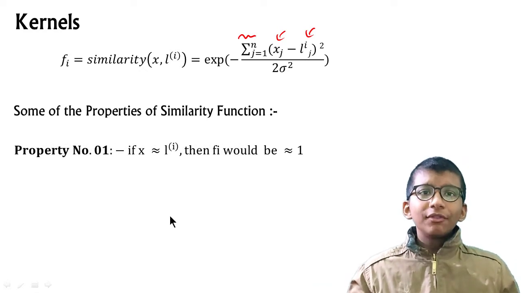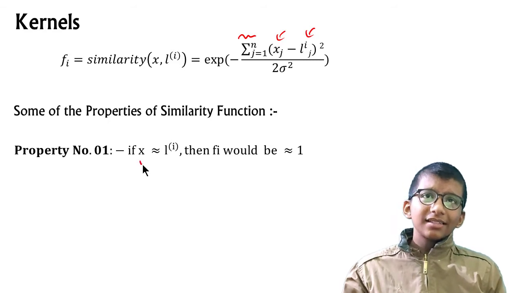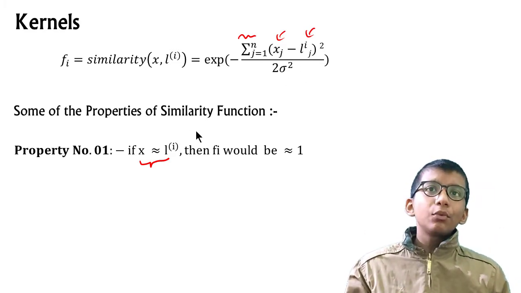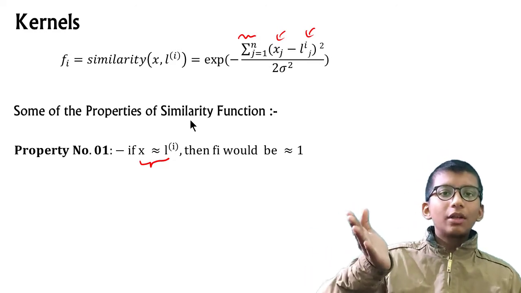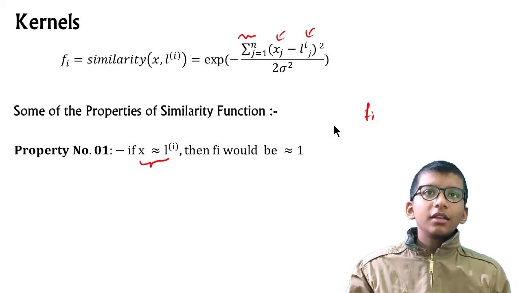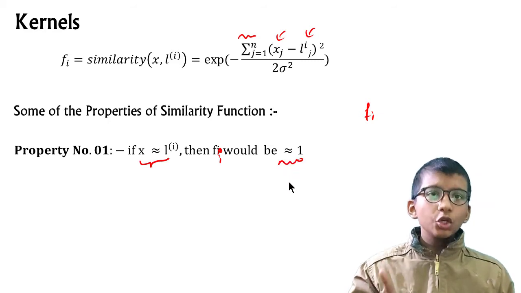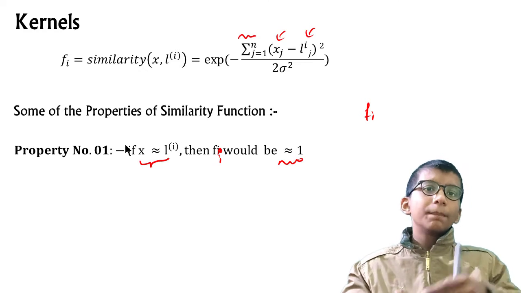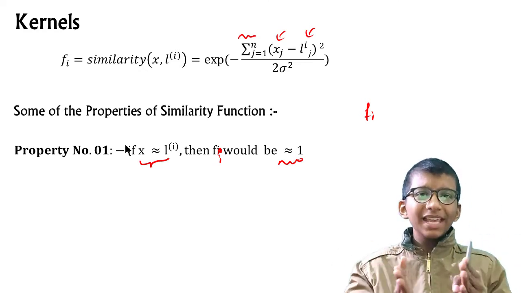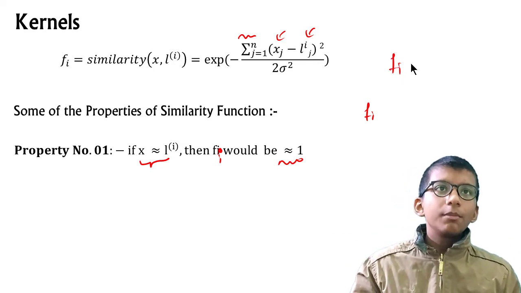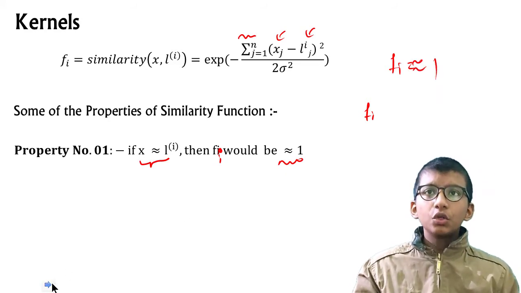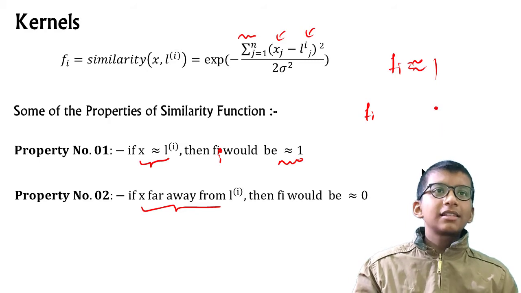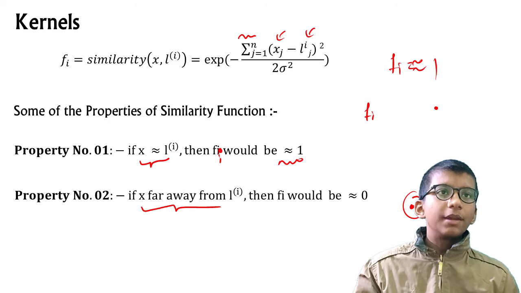In property number 1, if x is approximately equal to the landmark, meaning at a very close place, then fi would be equal to 1. I will show you the diagram in a second. In property number 2, if x is far away from the landmark li, then fi would be 0.